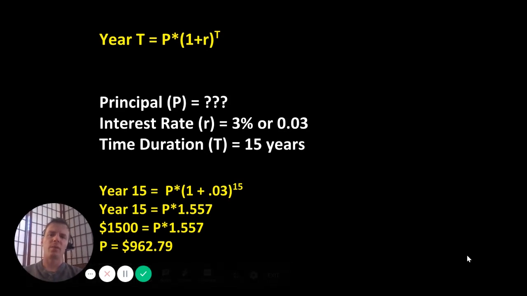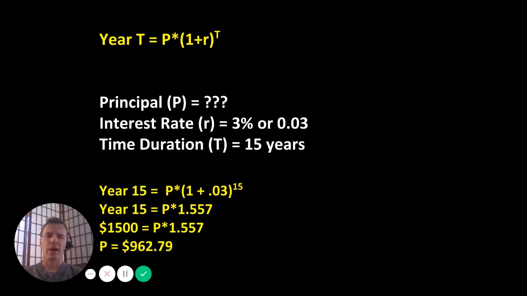So if we think back to the question we're asking, which is how much money do we need to invest today in order to get $1,500 in 15 years, this just turns into a pretty simple word problem where what we're trying to find is the variable P, or the principal, the amount of money that we need to invest today. We know the interest rate. We said at the very beginning that the interest rate associated with this savings account is 3%. And we know the time duration. The time duration is 15 years.